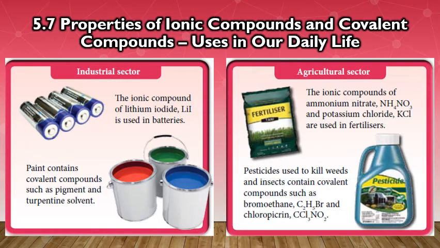Now we come to the final part, which is uses in our daily life. In the industrial sector, the ionic compound lithium iodide is used in batteries. Paint contains covalent compounds such as pigment and turpentine solvent. The second sector is agriculture. The ionic compounds ammonium nitrate and potassium chloride are used in fertilizers, and pesticides used to kill weeds and insects contain covalent compounds such as bromomethane and chloropicrin.